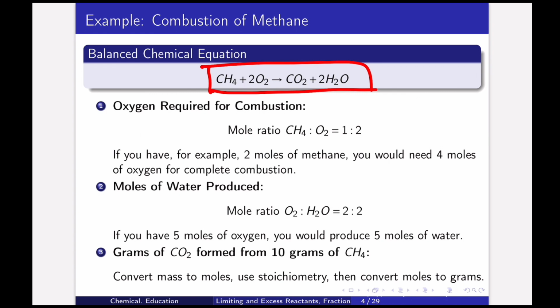Now, how many moles of water are produced? That we can again get from this equation. The mole ratio of oxygen to water is 2:2, so if you have 5 moles of oxygen, you would produce 5 moles of water. Now, how much carbon dioxide is formed from 10 grams of methane? For that, we need to convert the mass of methane to moles, use stoichiometry, and then convert moles to grams. From this reaction stoichiometry we will get this information.